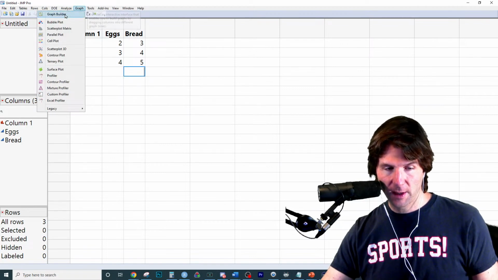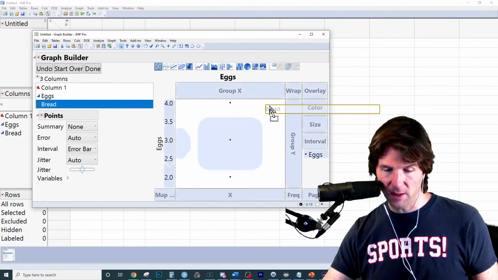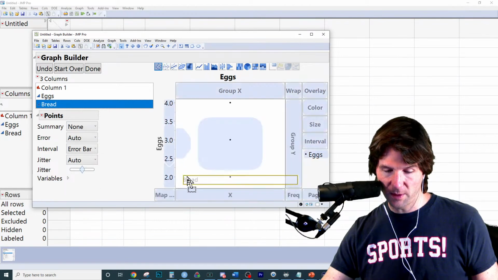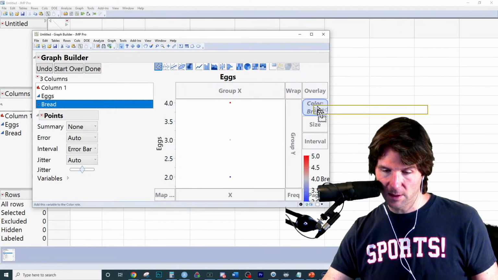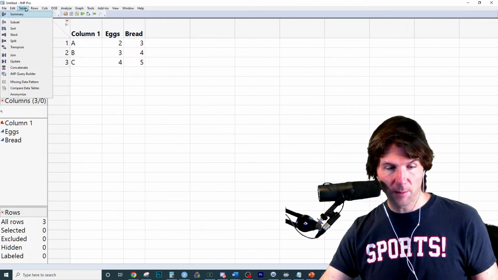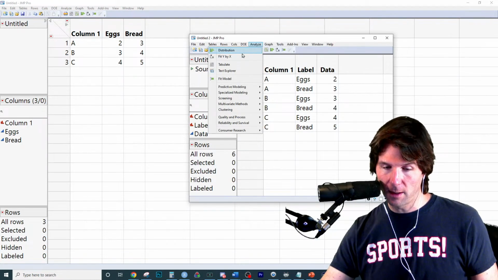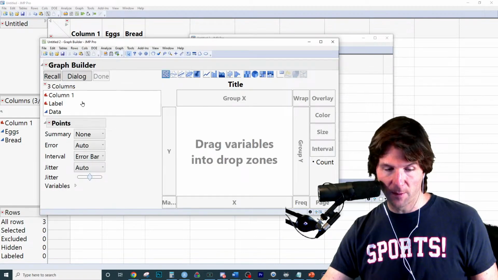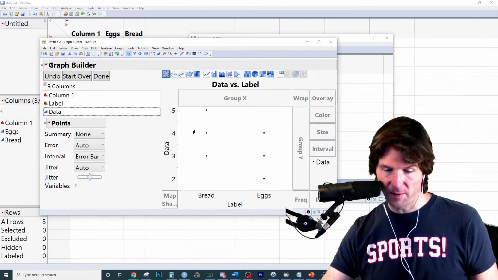Let's go to Graph and go to Graph Builder. We could compare the price of bread to the price of eggs. I want to do a split up. I want to do side by side. That's not right. It's not doing it. Let's do the following. Analyze, Distribution. Oh, I know what I need to do. Tables, Stack. Eggs, Bread. Good. And now Analyze, Graph Builder. Label, and data. Y variable of interest. There we go.